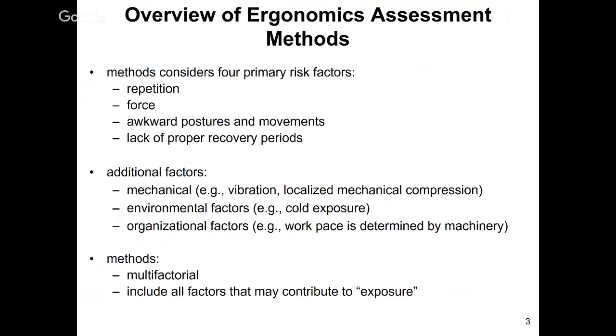Multifactorial methods is a fancy way of saying an assessment that includes multiple factors. And we are looking at multiple methods here, so almost a different level of multifactorial. But there tend to be four primary risk factors for ergonomic musculoskeletal disorders: repetition, force, awkward postures, and lack of proper recovery periods.